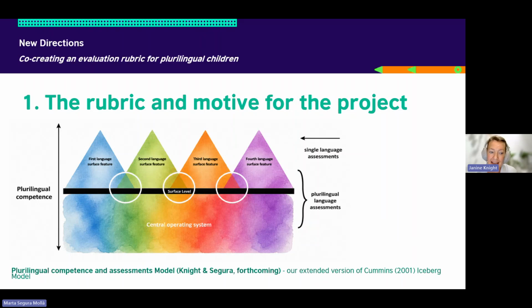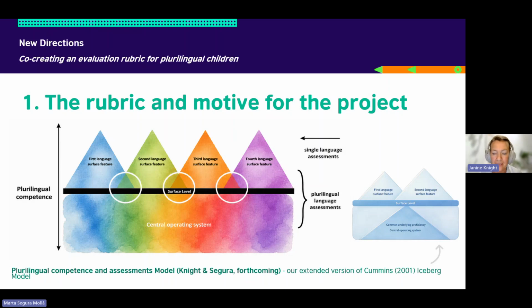In fact, they cannot measure plurilingual practices by their very nature. And nor can single language assessments evaluate what is happening beneath the surface, such as using one language to help them read words in a new language, which is basically what is happening cognitively in the central operating system, as Cummins called it in his iceberg model in 2001, which you can see here in the blue figure.